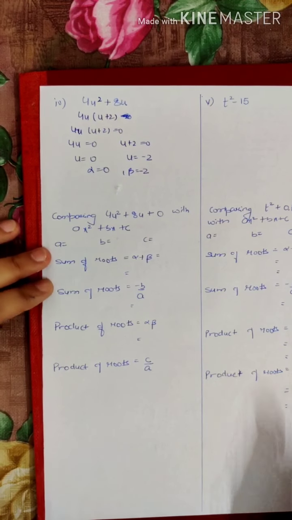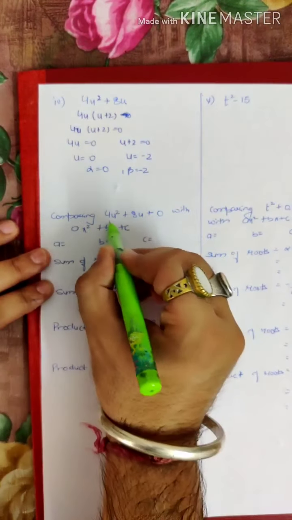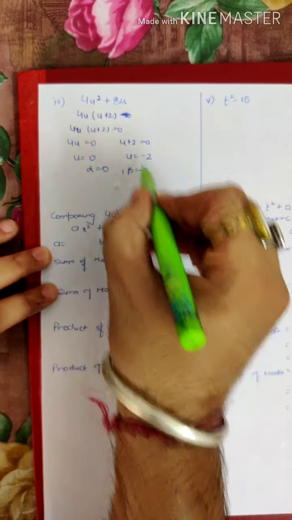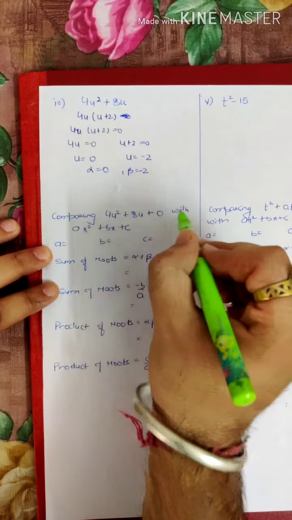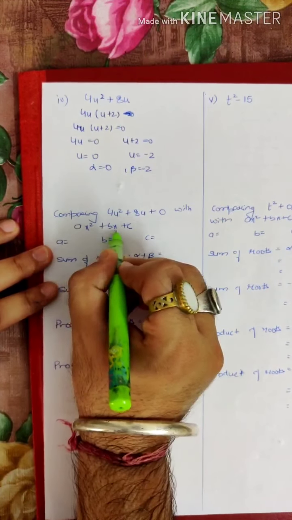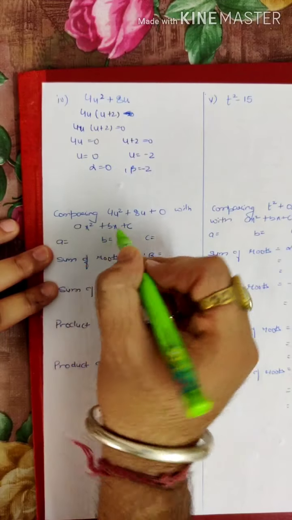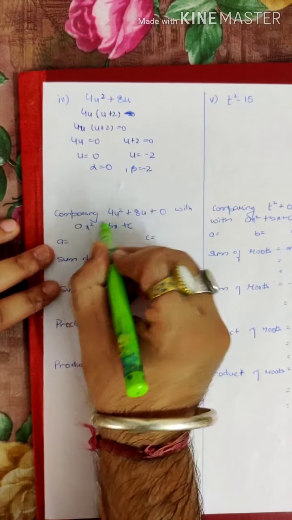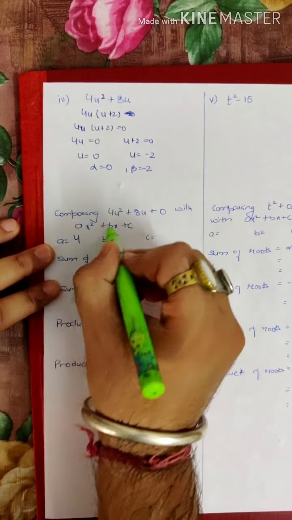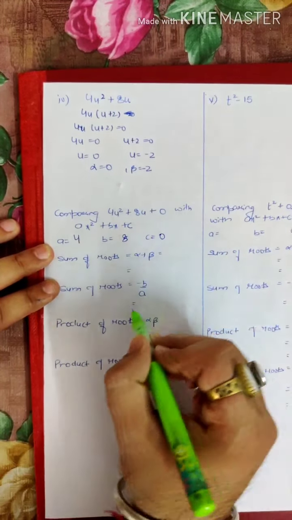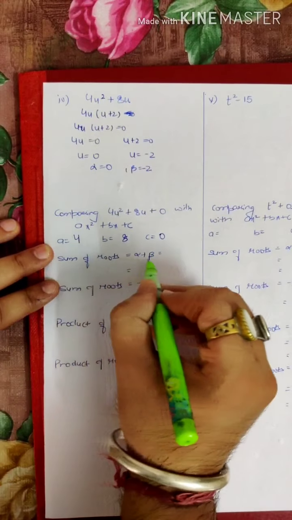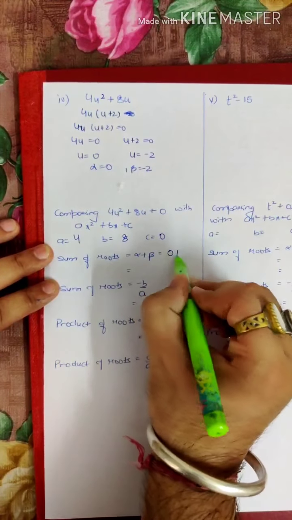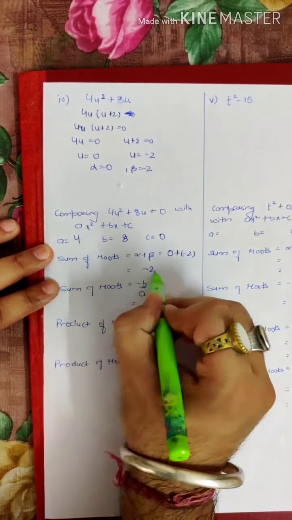How will we do that? We'll compare the given polynomial 4u square plus 8u, and let us say the last constant term is 0, with the standard form, that is ax square plus bx plus c. You can write it in terms of u also. So by comparing, you can say that a is 4, b is 8 and c is 0. Now we'll calculate the sum of the roots. One root is 0 and the other root is -2. So the sum will be -2.